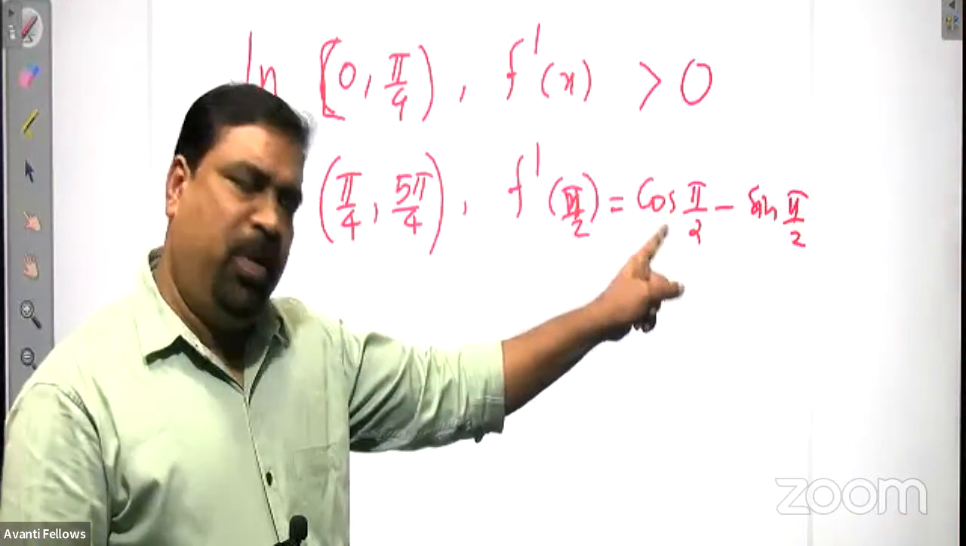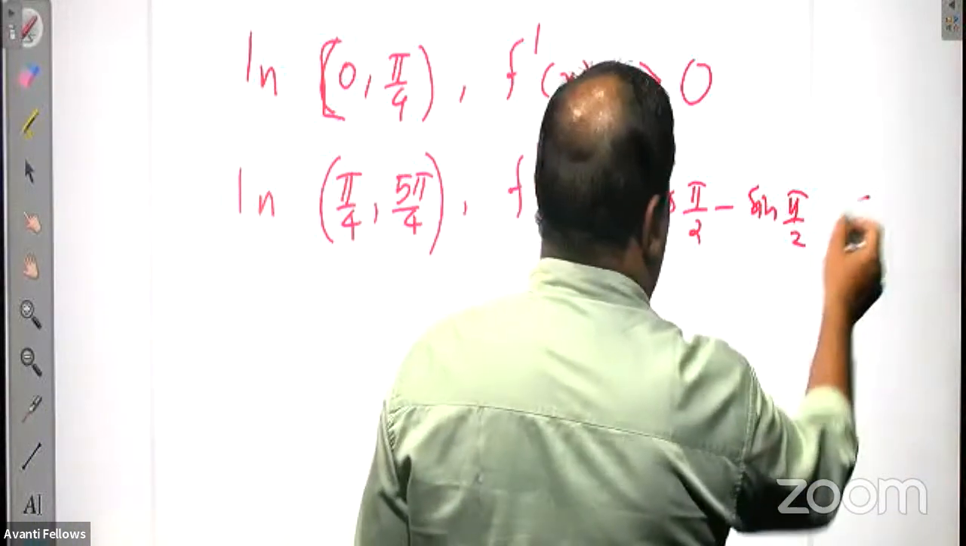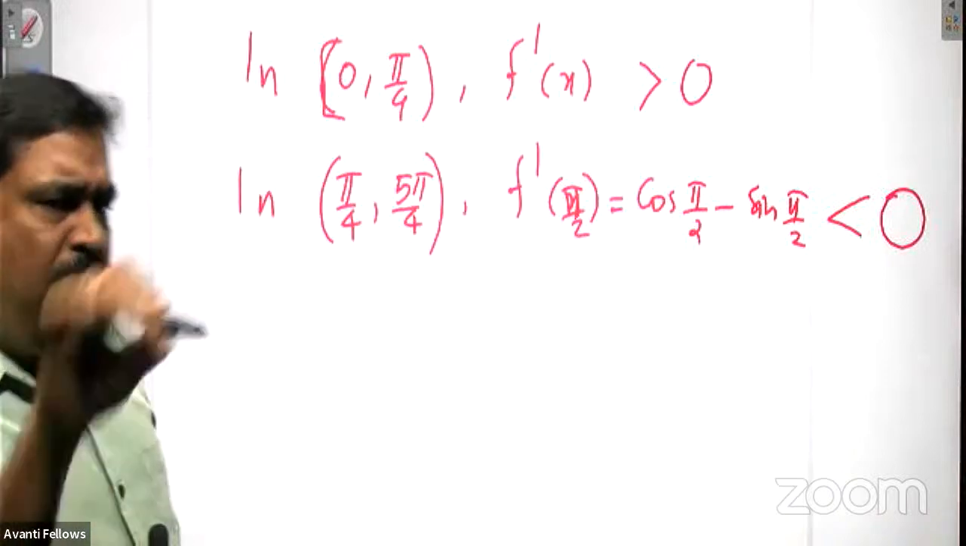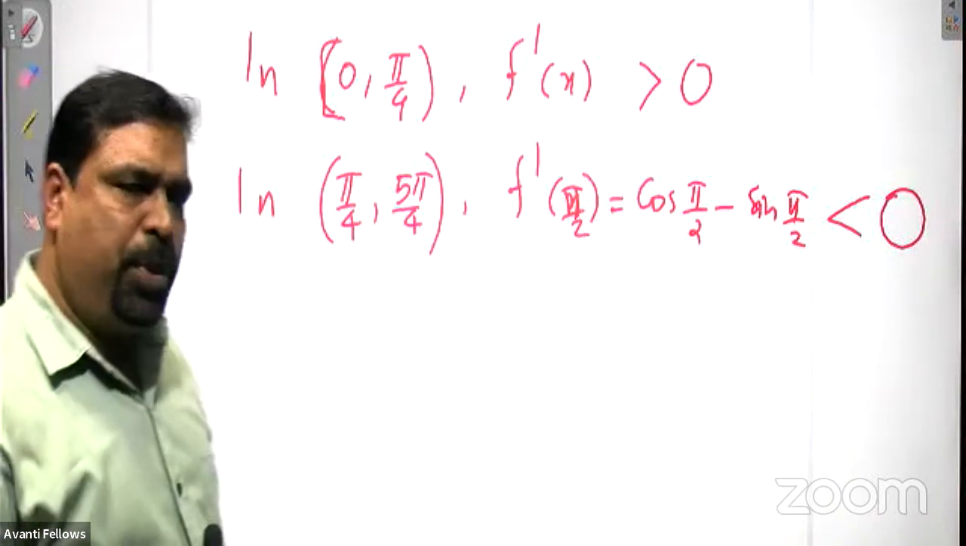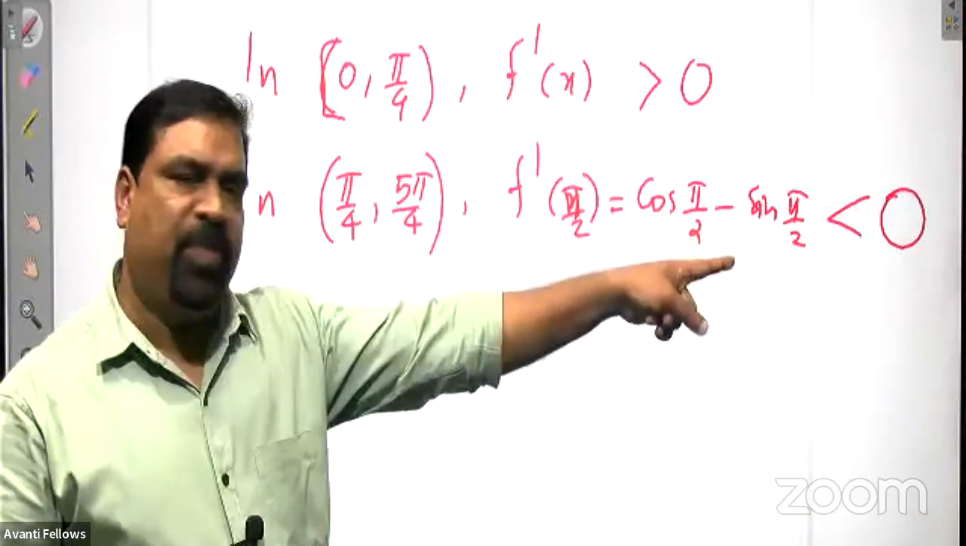What is cos pi by 2? 0. What is sin pi by 2? 1. So 0 minus 1 means positive or negative? Negative. You can take any value in that interval and substitute and verify. So f dash pi by 2 is less than 0.